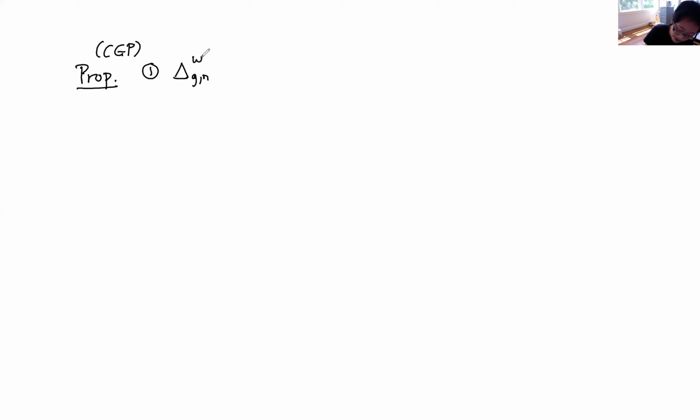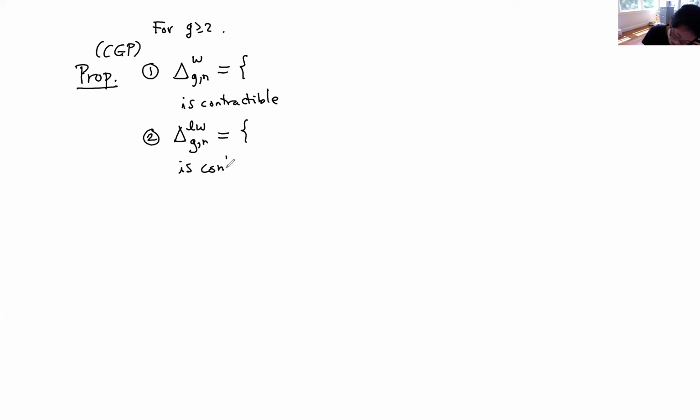Delta GNW, which I'll define in a moment, is contractible. This is for the correct range. I can't remember, maybe let's just say g is at least 2. And the second is that the following, delta GNLW, is contractible. So now I need to tell you, I'm going to define certain sub-loci of the moduli space of genus g, n-marked curves of total volume 1. The first, which I've denoted upper W, is the one that parametrizes tropical curves containing a vertex of positive weight.